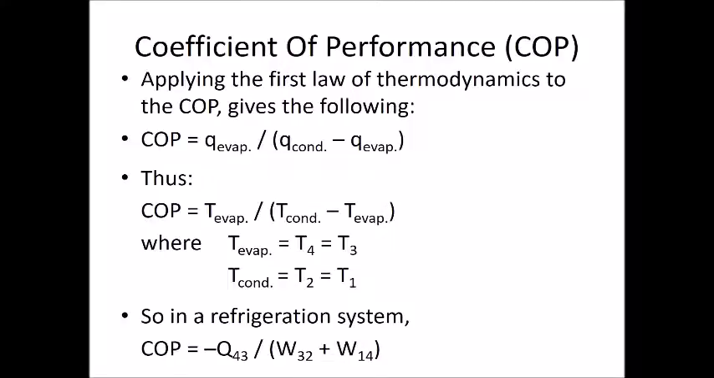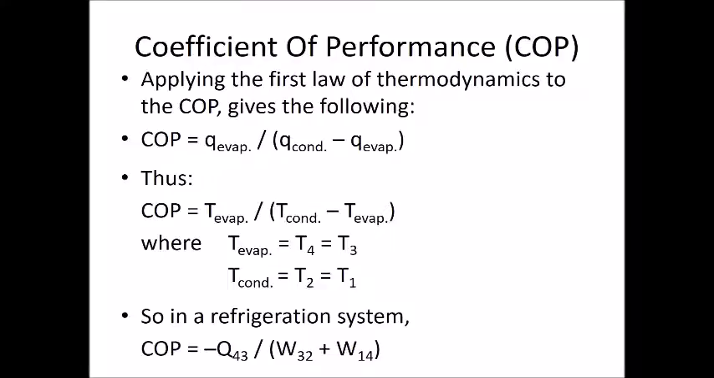So in a refrigeration system, the COP is expressed as this. What we're going to do is look at a heat pump later, but we have to realize that with a heat pump, our point of reference is actually slightly different. So let's look at our refrigeration system. The COP equals minus Q43 divided by the difference in work in the process, so W32 plus W14. Remember, one's going to be negative anyway.